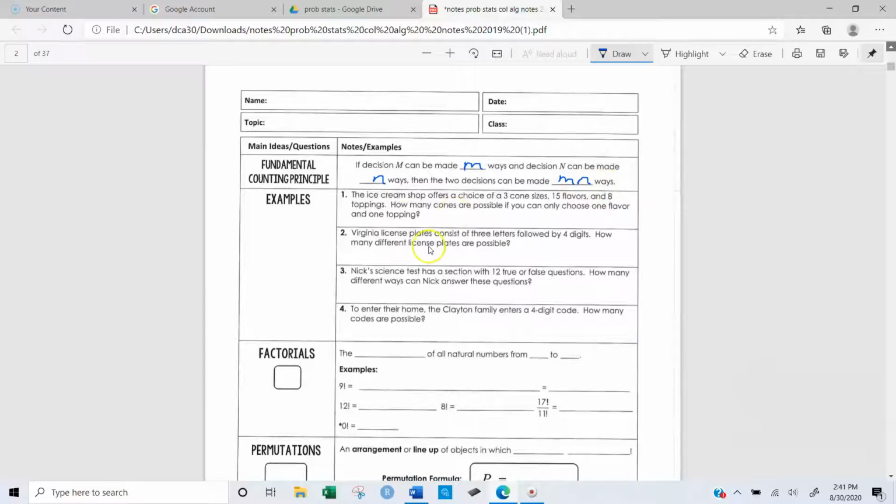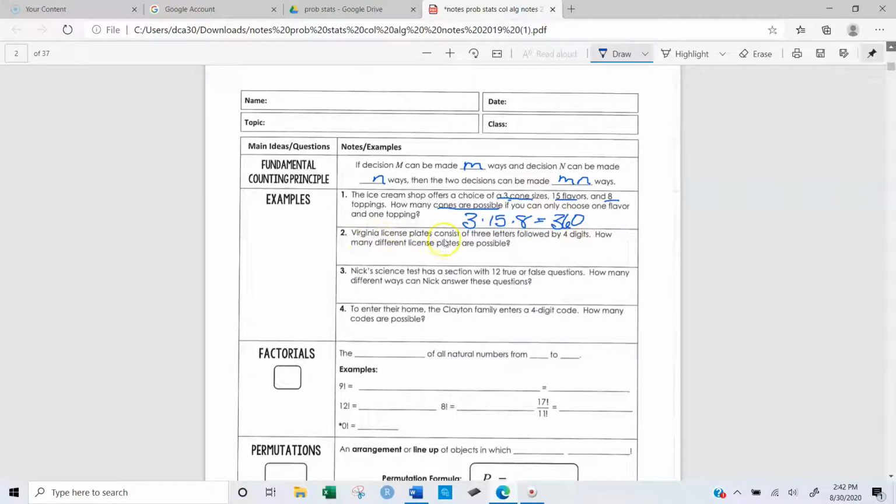So let's do the first one together, and then you do the next three. The ice cream shop offers a choice of 3 cones, 15 flavors, and 8 toppings. How many cones are possible if you can only choose 1 flavor and 1 topping? So what you do is you take the 3, so you have 3 different cones, 15 different flavors, 8 different toppings, and when you multiply that together, you get, calculator, give me a second, 360 different cones that you can make if you work at the ice cream parlor. All right, pause and do yours.